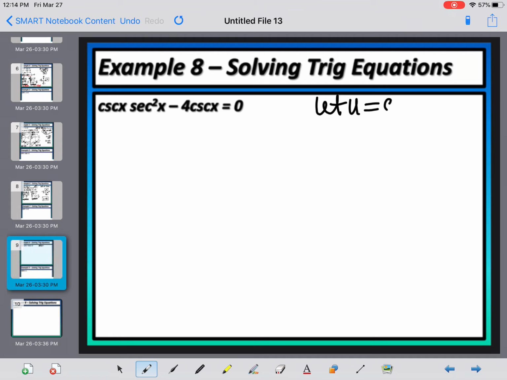Alright, I definitely think I'm going to use my u substitution here. So I'm going to let u equal cosecant, and I'm going to let w equal secant.